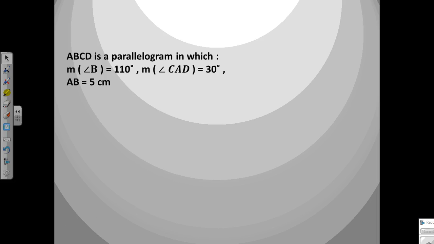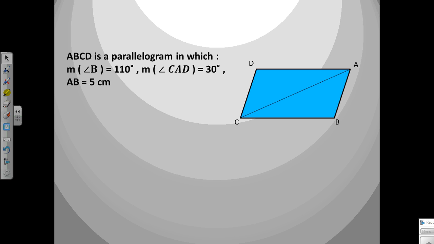ABCD is a parallelogram in which measure angle B is 110 degrees and measure of angle CAD equals 30 degrees, and the length of AB equals 5 centimeters. He is asking me to find the length of CD. So, CD is opposite to AB, and as we know that AB equals 5 centimeters, CD equals also 5 centimeters.